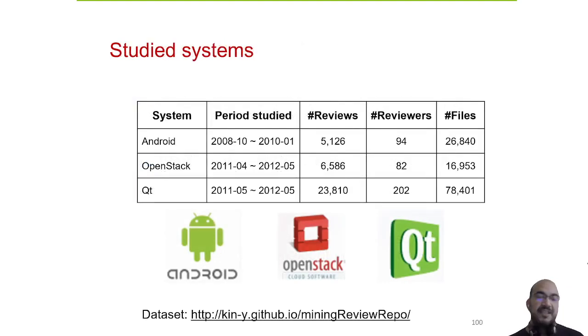The dataset that we used for the study is available at this link. Feel free to use it in case you want to extend the study or replicate it. We picked 3 different systems that are famous and popular, and that have their own typical reviewers. As you can see, we are looking at a lot of reviews and also a lot of reviewers, which makes the recommendation a bit hard for these projects.